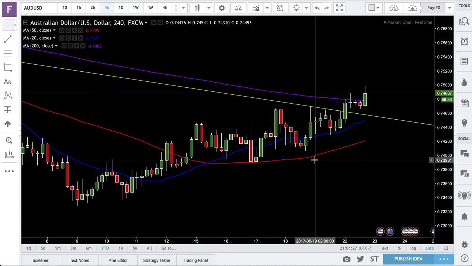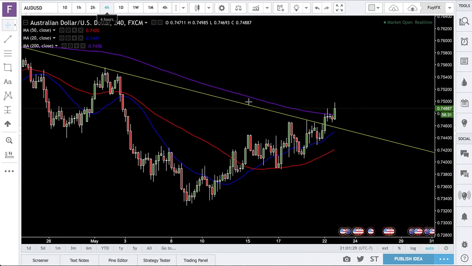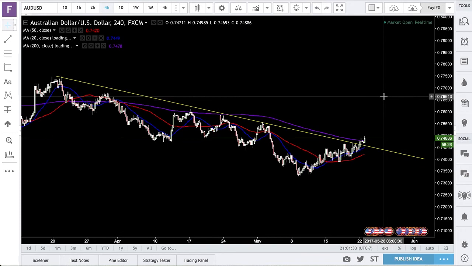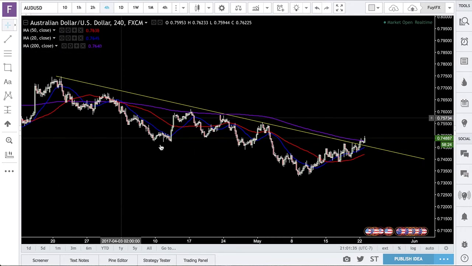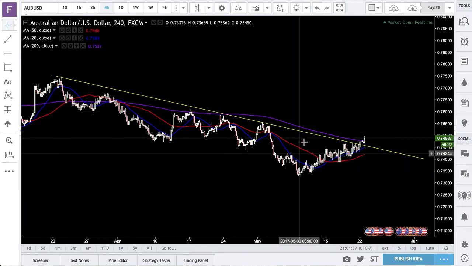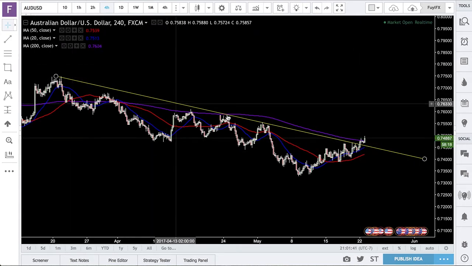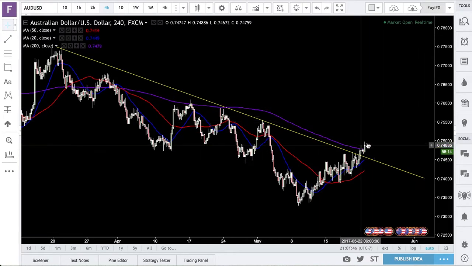And if you switch over to the 4-hour time frame, you could see it a lot better. You could see it really clear right there. So we've been downtrending for the last couple of weeks, and it looks like price has now popped its head above the trend line here. So I am looking for some more upside on this.